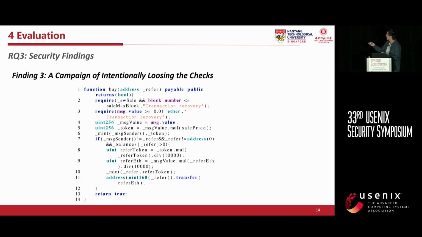In this case, on line 10, there is a call of the mint function. So in the OpenZeppelin implementation, there should be an access control check. You cannot mint others' tokens. But in this case, there is no such check. However, this code is still not vulnerable because on line 11, there is a call of transfer. In the transfer, there is an access control check. You cannot transfer others' tokens. So this case is still secure.